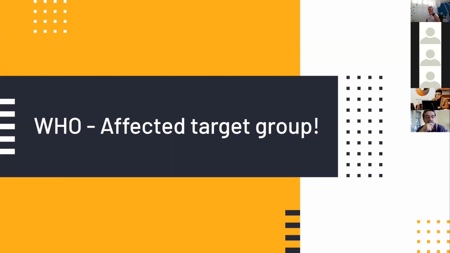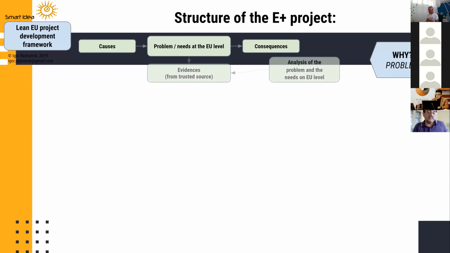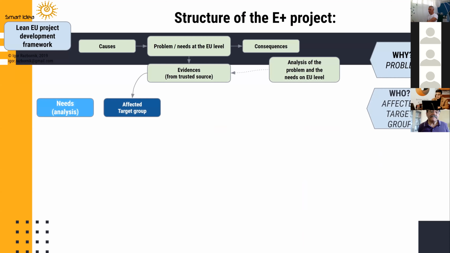Okay, so that was the idea. Now we need to go to who is affected, who is that target group. So let's figure it out again. We already discussed that part: causes, problem, consequences, evidence, and analysis. Now we are going into who. Here we need to say who is the group affected by that problem.